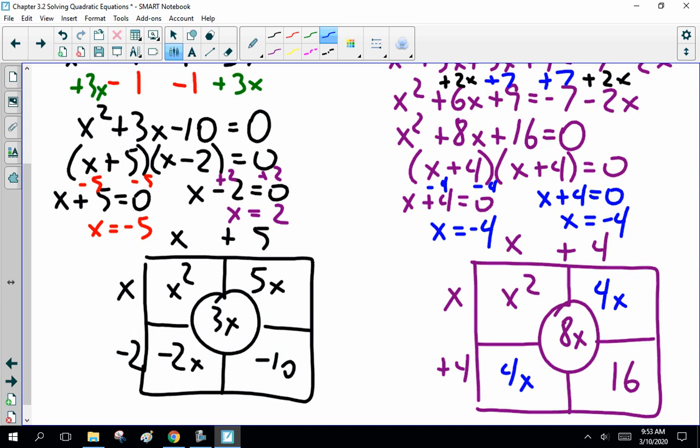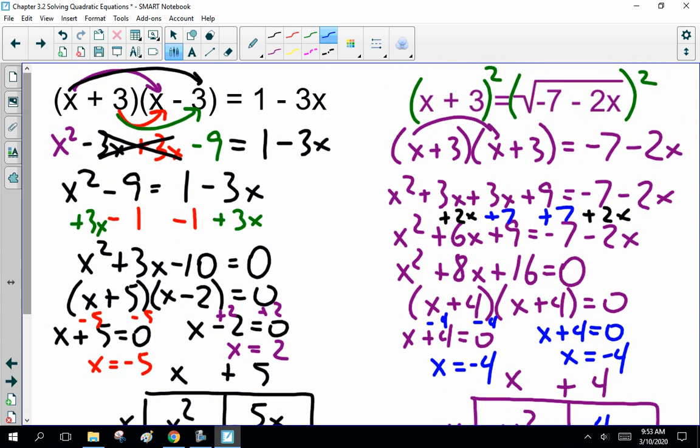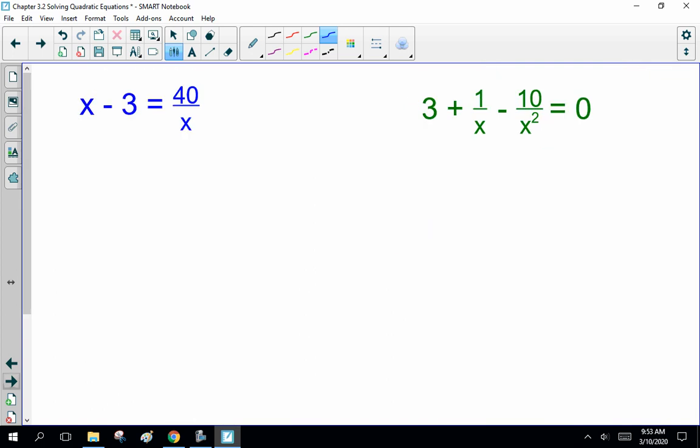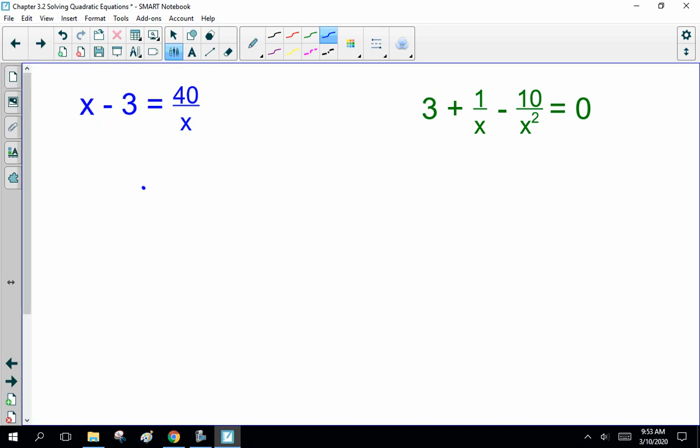Okay? So the trick here is that it's not going to look like a standard quadratic. Here's a couple of non-standard quadratics. How do we solve these? All right. Well, what's the difference?